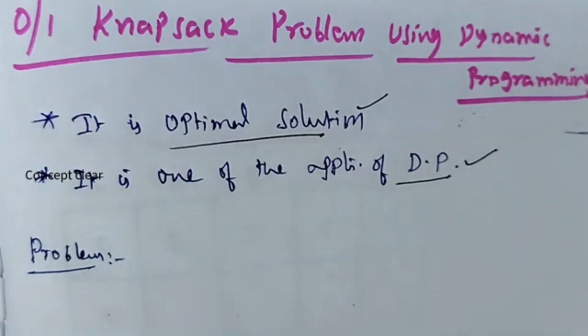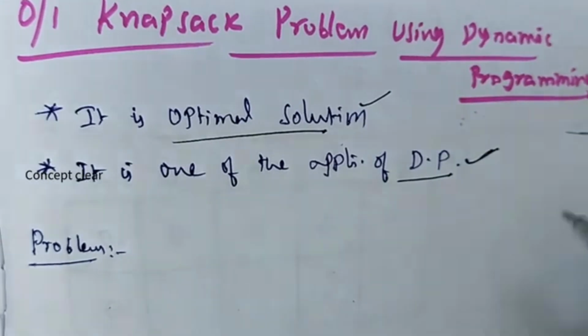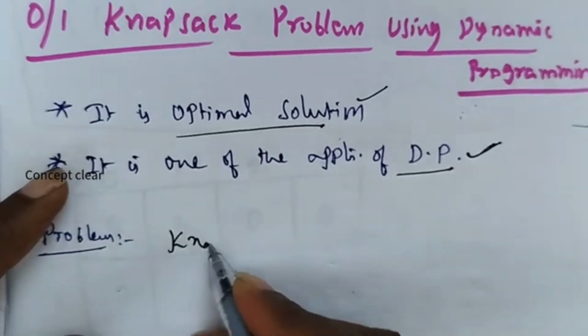Here it follows the dynamic programming approach. What does the approach mean? Just now I explained: we take the problem and see a sequence of subproblems, and by searching the solutions we find the best one. Same here also. For example, what is the problem here? The problem is the knapsack problem.